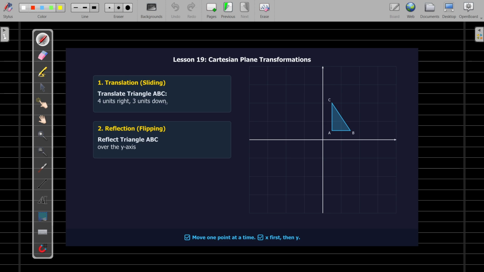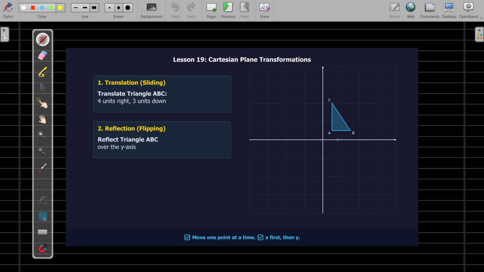So let us translate triangle ABC 4 units to the right, 3 units down. You need to move 1 point at a time, and never drag your whole entire shape with your brain. Just move a single point for now. So let's start at point A. This is at 1, 1.